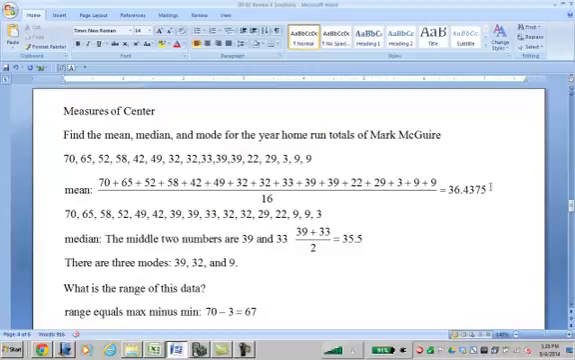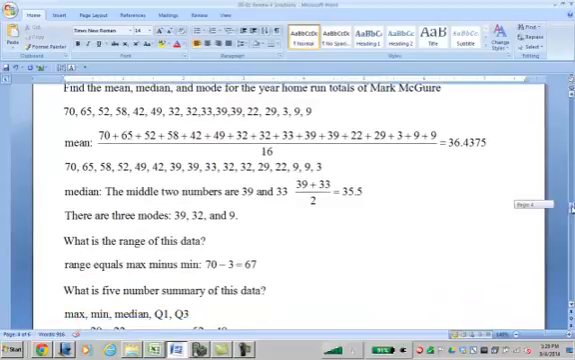So the median, since there's 16 numbers, 16 years that he played, the middle two numbers are 39 and 33. If he played 15 years, then the median would be the number in the middle. That would be number 8. But in this case, it's 39 plus 33 divided by 2, 35.5. Okay, then there's 3 modes. In other words, there's 3 doubles, as you can see: 39, 39, 32, 32, and 99. What is the range? The range equals max minus min, 70 minus 3, 67.